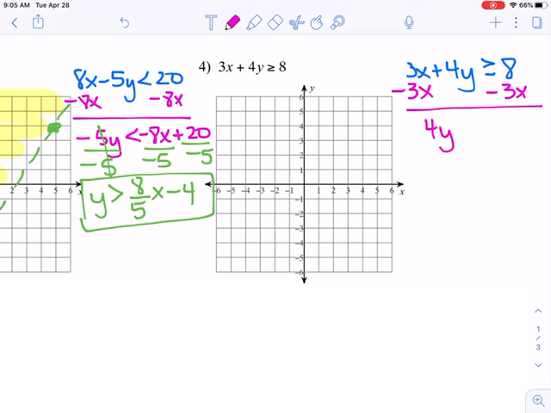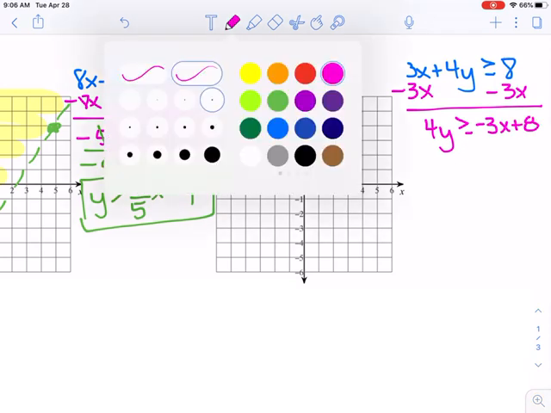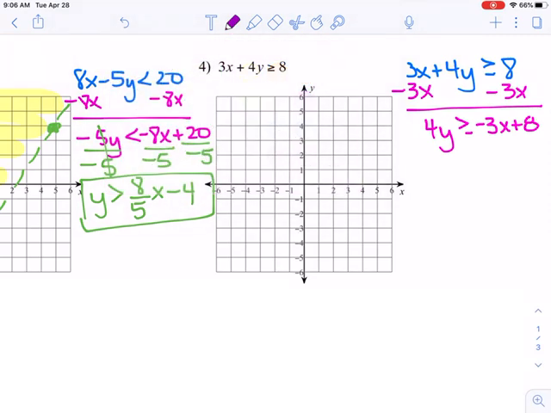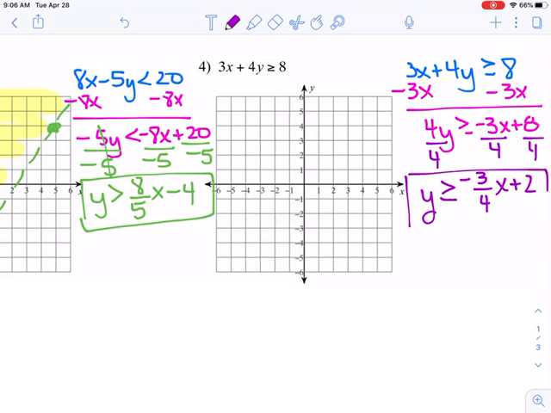That leaves you with 4y is greater than or equal to negative 3x plus 8. Then I need to divide everything by 4 to get y by itself. And that leaves us with y is greater than or equal to negative 3/4 x plus 2. Let's make that greater than or equal to sign a little better. There we go. Now we've got our equation in the right form.